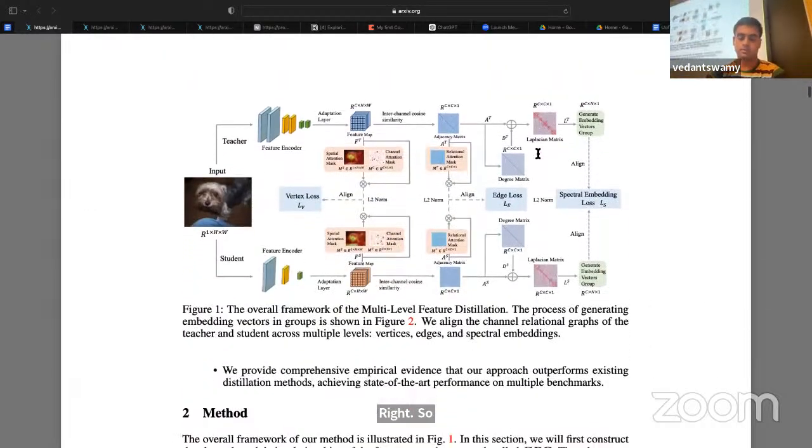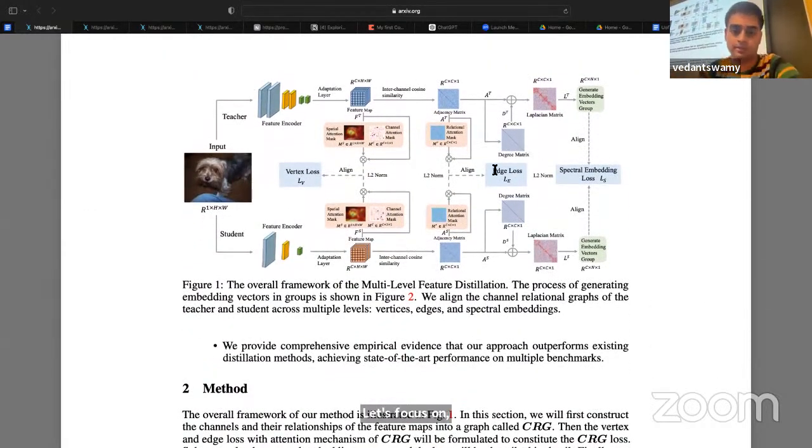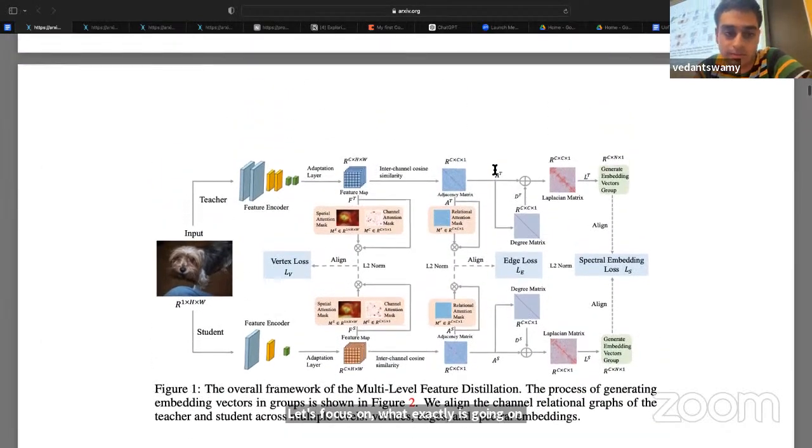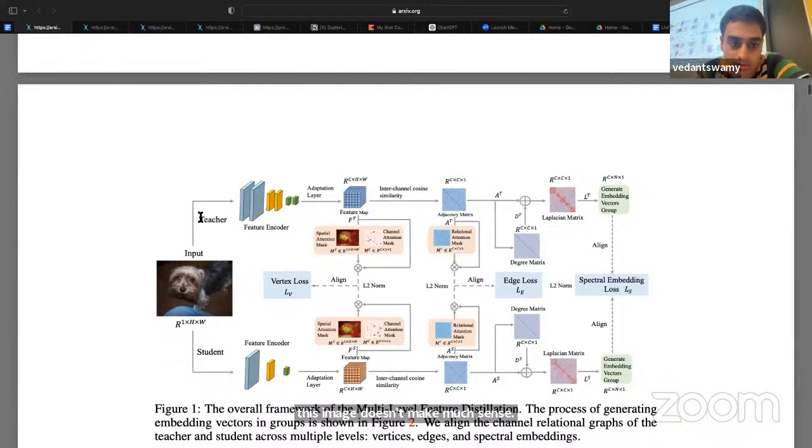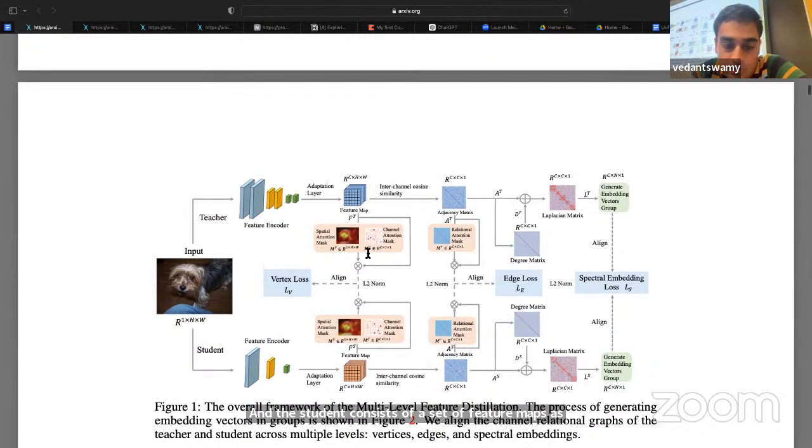Let's focus on what exactly is going on here, because this image doesn't make much sense. As I said, we would have the teacher model out here. We would have the student model. Each teacher model has a set of feature maps, where each feature map corresponds to a particular feature in the image. And the student consists of a set of feature maps as well. Then we'd be using two attention masks, a spatial attention mask and a channel attention mask.